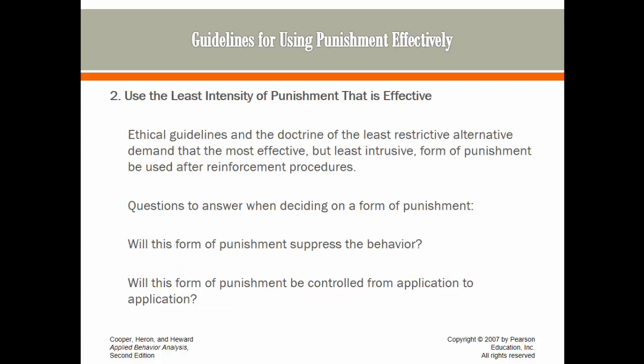When you're considering using the least intensity of punishment that is effective, ethical guidelines and the doctrine of the least restrictive alternative demand that the most effective but least intrusive form of punishment is to be used after reinforcement procedures. So you want to ask these questions when deciding on the form of punishment. Will this punishment suppress other behavior? Will this punishment be controlled from application to application? Is there going to be high levels of treatment integrity? Or is one individual likely to implement a higher intensity of punishment than another individual?